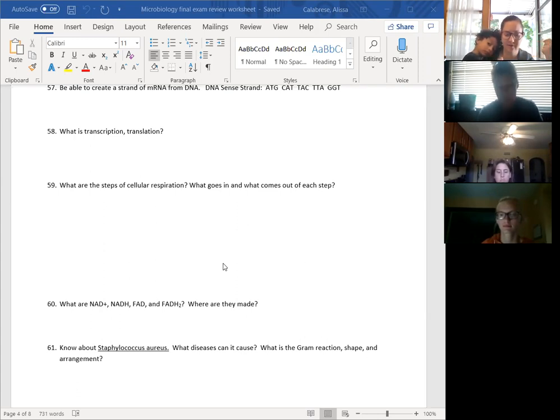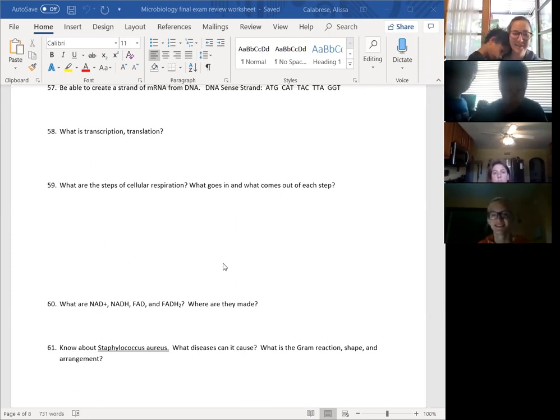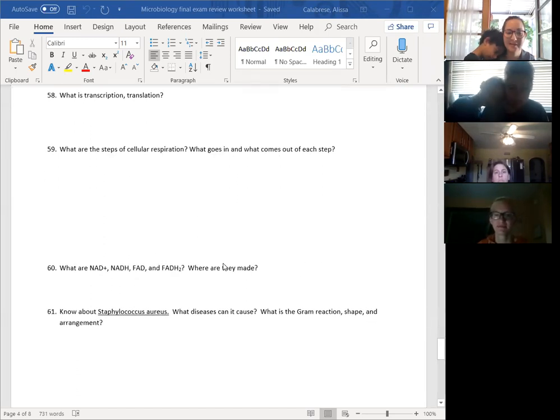And then we're also going to load up some electron carriers. She's making fun of my hand motions. That's what the NAD, NADH, FAD, FADH2 are, those are electron carriers. They are coenzymes.